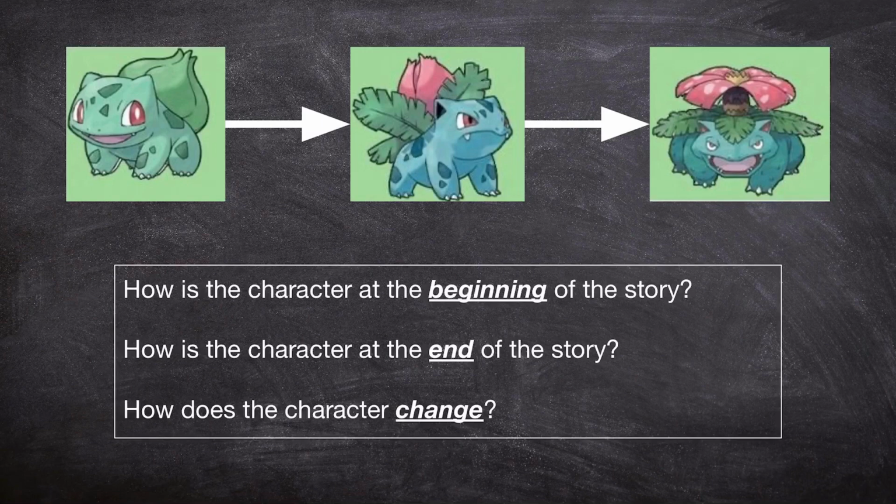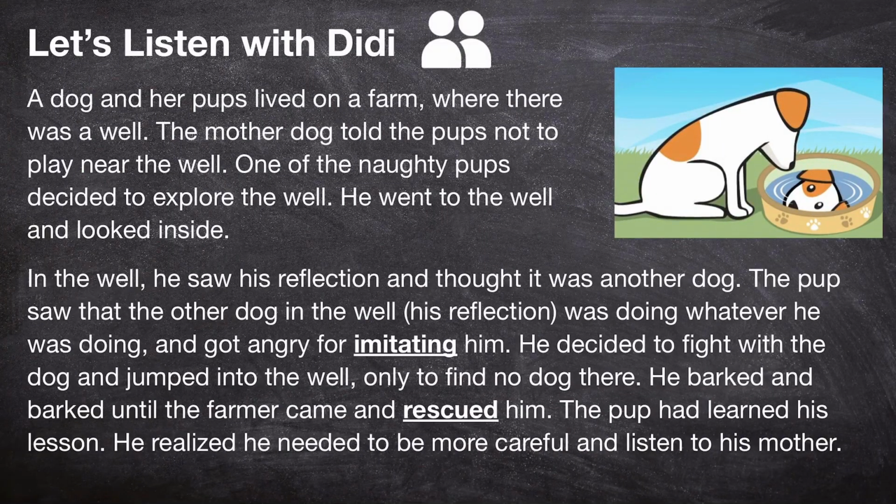So once again, we are looking at 3 questions. How is the character at the beginning? How is the character at the end? And how does the character change? Let's use this understanding of character development and look at a story. So in this first story, all I want you to do is listen with Didi. Didi is going to be doing most of the talking over here, and I want you to pay attention as Didi is speaking. You will also be helping Didi solve a few questions after we have read this story.